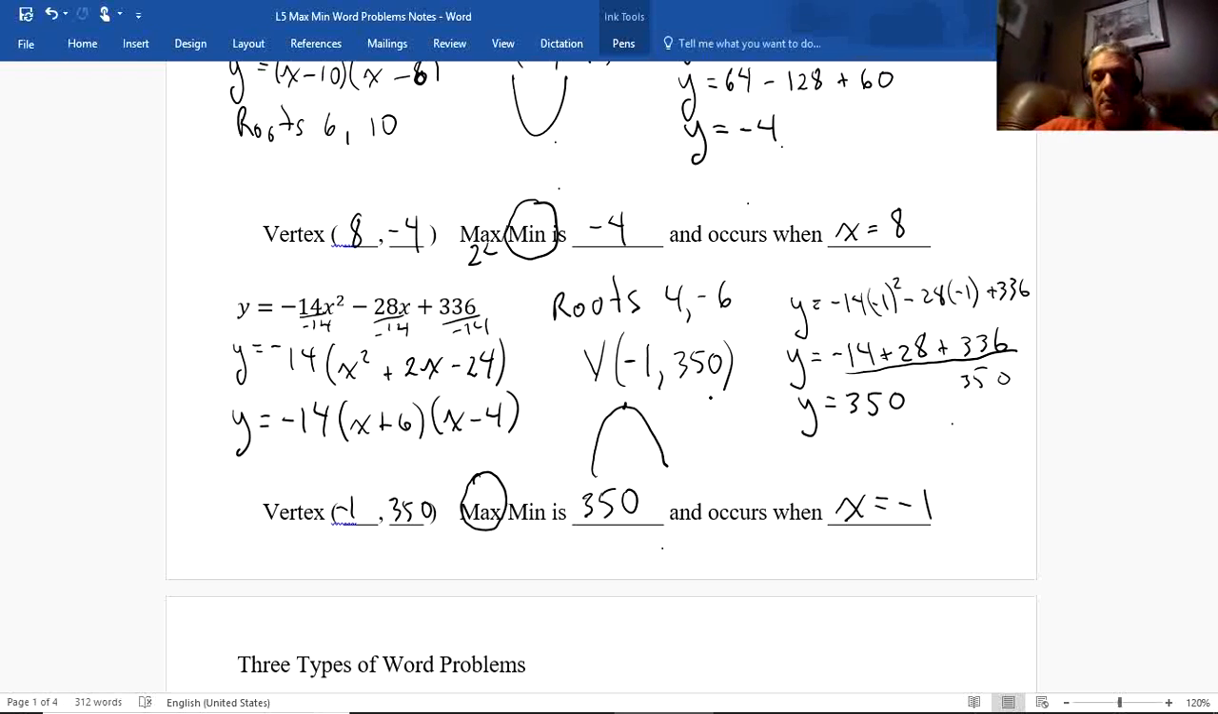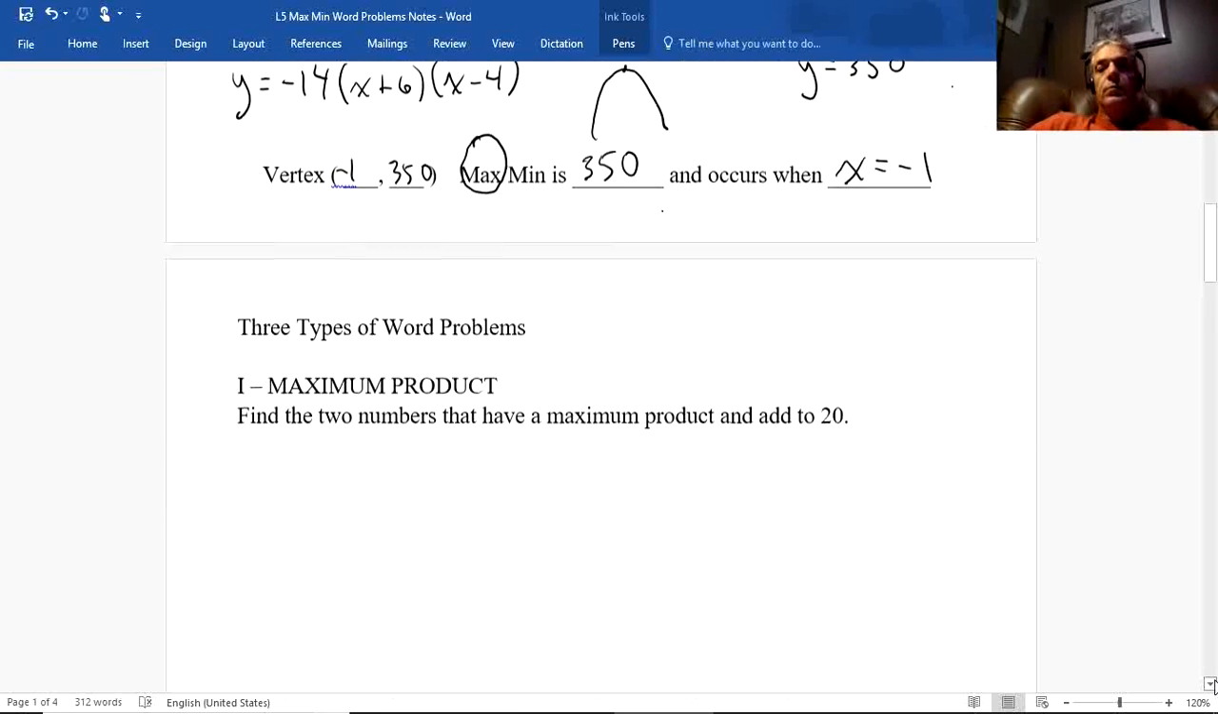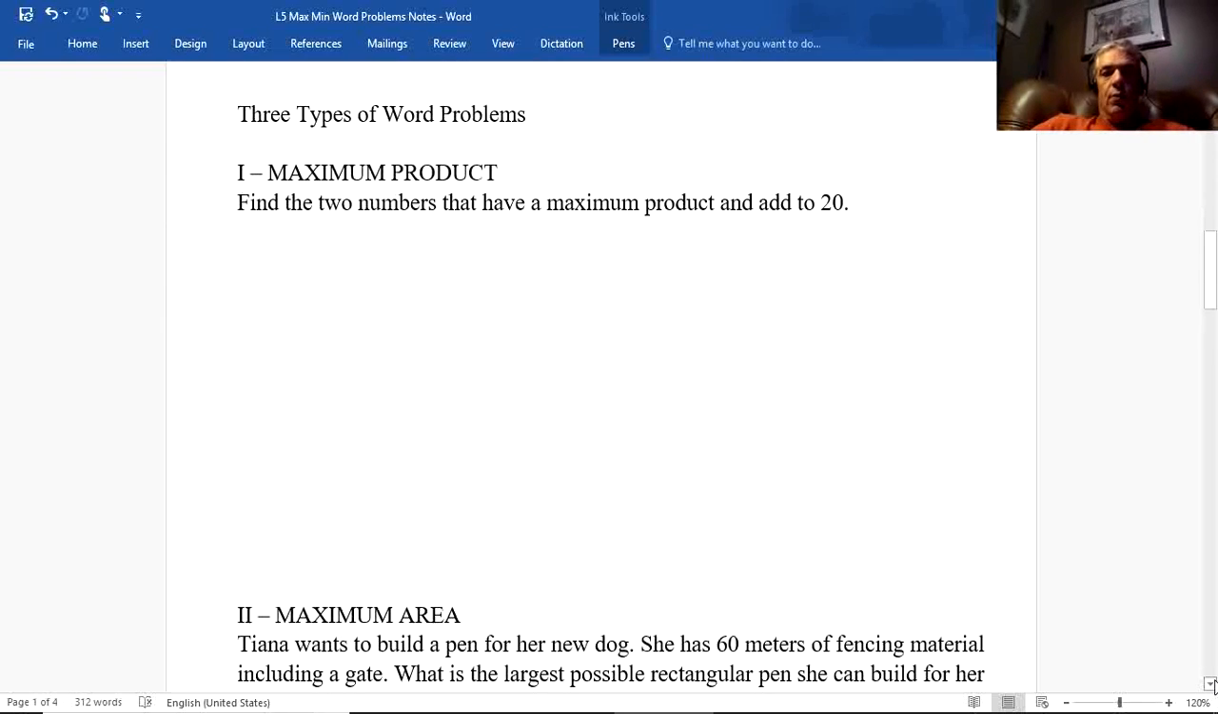Now, next up, we're going to actually do some word problems, okay? With word problems, it always gets a little bit trickier, but there are three types of word problems, and I promise that any questions I ask you on a test will stick to these three types.